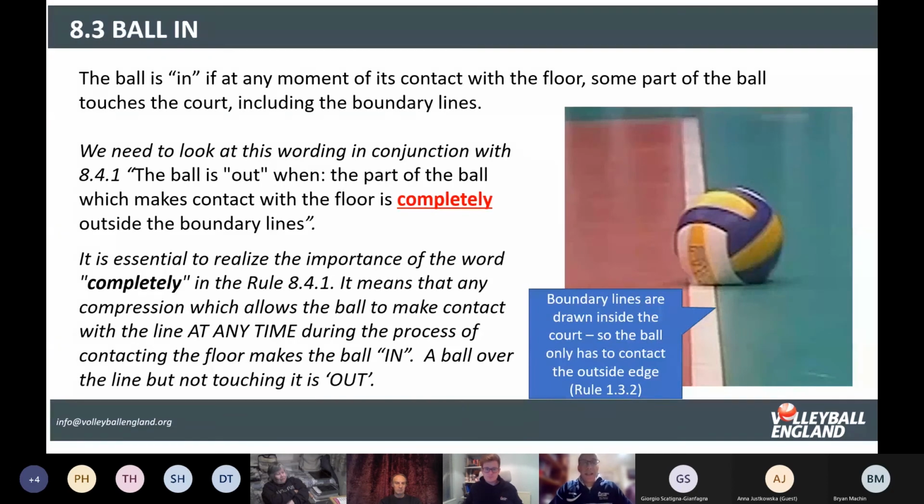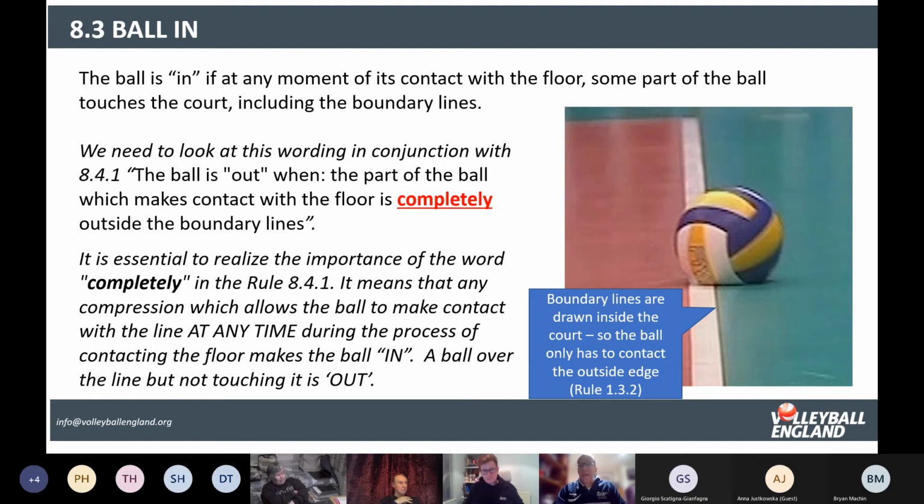So 8.3 then talks about ball in, and the ball in rule you have to know, and it has changed. It changed 2 years ago or so with the introduction of the challenge protocols. And the rule now says the ball is in if at any moment of its contact with the floor, some part of the ball touches the court, including the boundary lines. So we know that the boundary lines are drawn inside the court. So therefore we're talking the very outer edge of the boundary lines, and Rule 1.3.2 tells us that information.